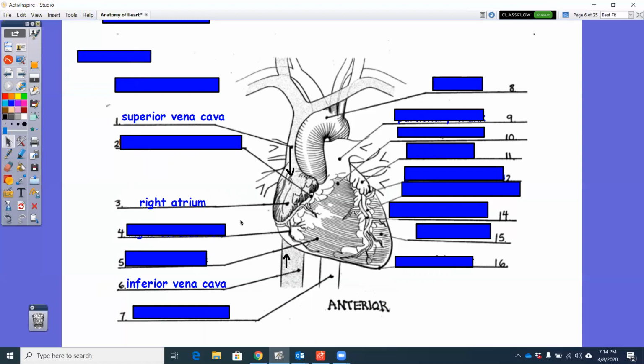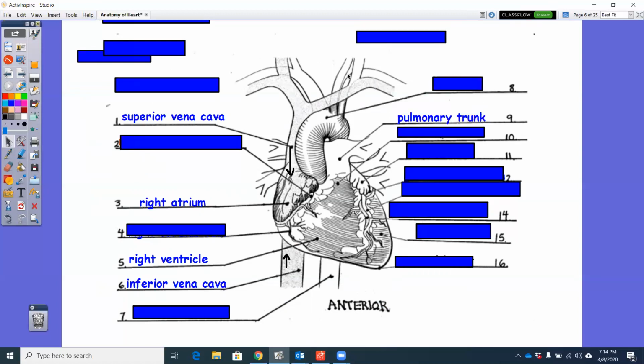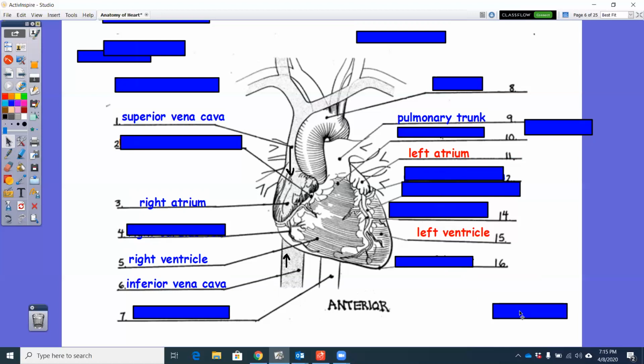Okay, from the right atrium, we go into the right ventricle. And from that right ventricle, we're going to go into the pulmonary trunk. That pulmonary trunk is going to split to right and left pulmonary arteries. From those pulmonary arteries, we go to the lungs. Those lungs give us oxygen. We bring it back to the heart, to the left atrium. Okay, left atrium then goes through the mitral valve and into the left ventricle. From that left ventricle, we are going to go into the aorta.